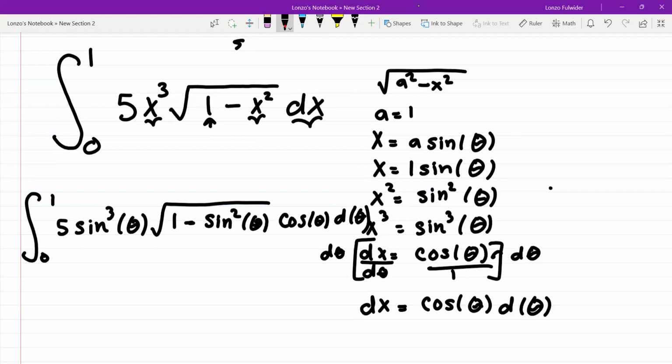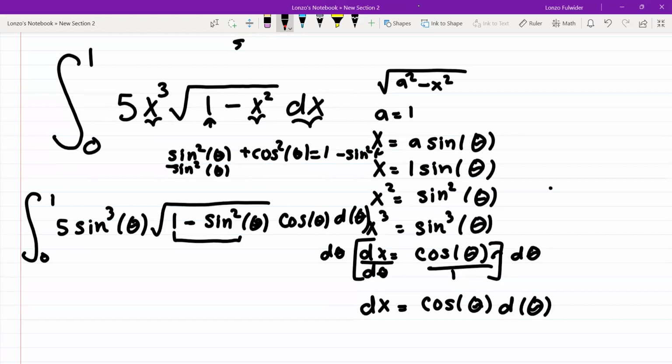Okay. So is there any kind of trig substitution we can use? Yes. Do you see this 1 minus sine squared theta? We can use the Pythagorean identity, sine squared theta plus cosine squared theta equals 1. If I subtract sine squared theta from both sides, you get cosine squared theta equals 1 minus sine squared theta, right?